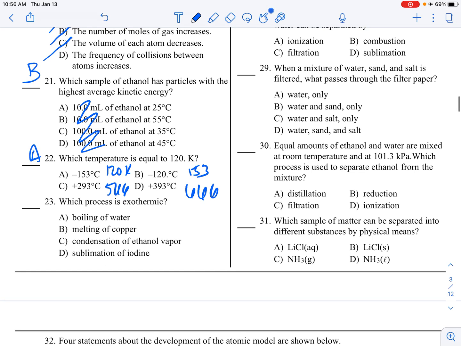So yeah. Which process is exothermic? Exothermic is heat is given off. When you boil water, you need to heat it up on the stove. So you need to take heat in. No. Melting of copper, that's solid to liquid, which means you're taking heat in. No. Condensation of ethanol vapor. So condensation is when a gas becomes a liquid. When you exhale on a cold window, you see the water droplets from your breath. That is getting cooler. So that is our answer. Sublimation is solid straight to a gas. We haven't really talked about that yet.